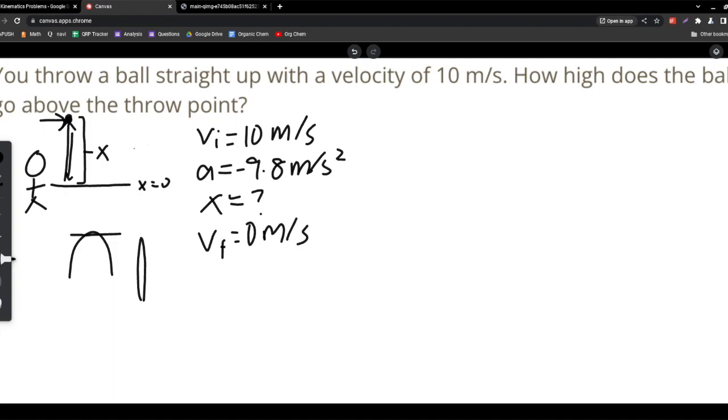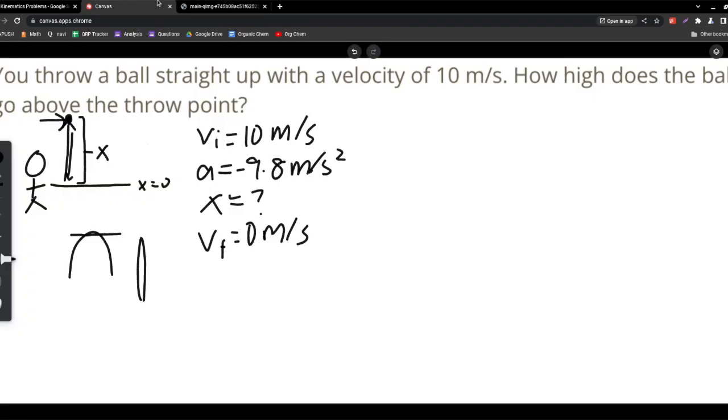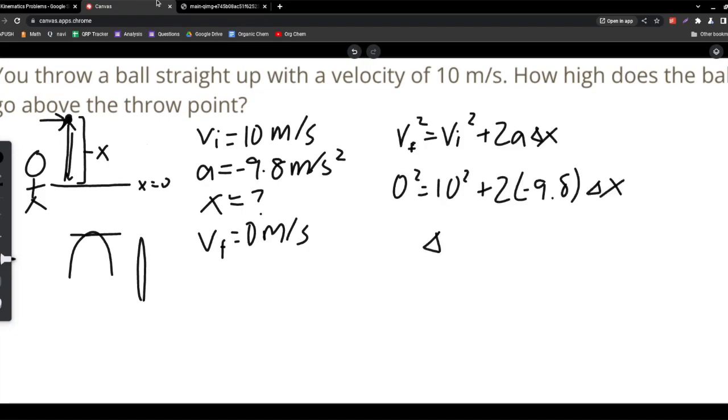Now we've implied and figured out what we're looking for, so we're just going to look at the equations and see which ones we can use. Looking through them, equation number 4 is going to be the best equation because it contains everything we have here. So I'm going to write that out, then plug in all of our numbers, and if we solve that equation, we get 5.1 meters.